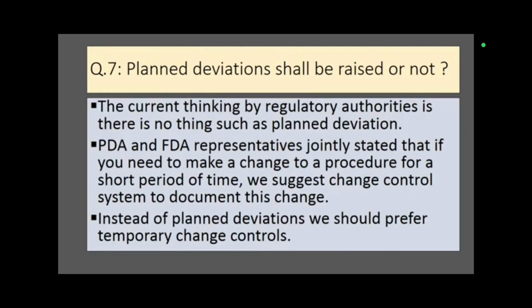Next one is a highly discussed question about the deviations. Question is whether planned deviations shall be raised or not. The current thinking by regulatory authorities is there is no such thing as planned deviations. PDA and FDA representatives jointly stated that if you need to make a change to a procedure for a short period of time, we suggest a change control system to document this change. Instead of planned deviations, we should prefer temporary change controls.